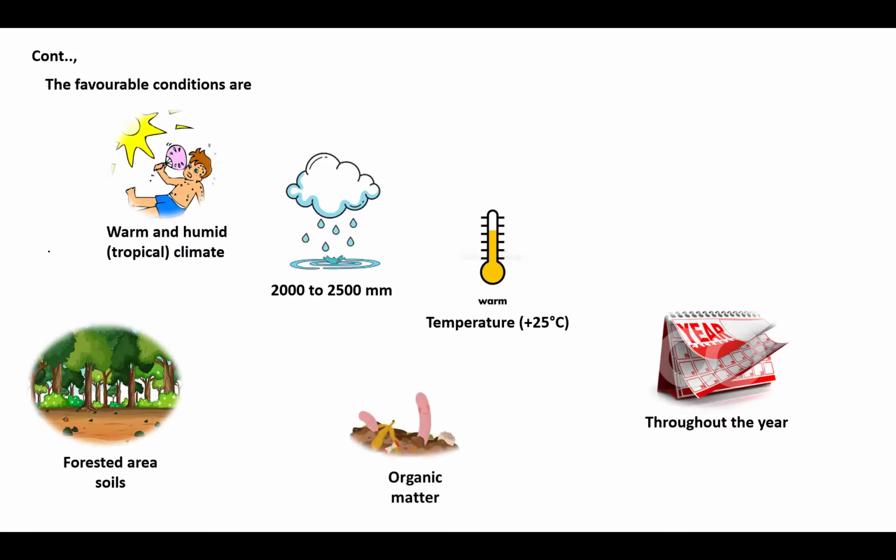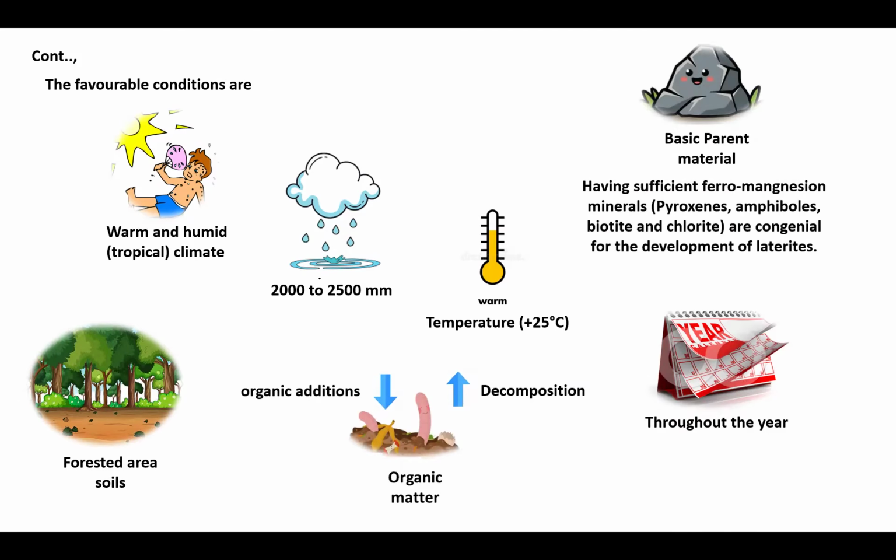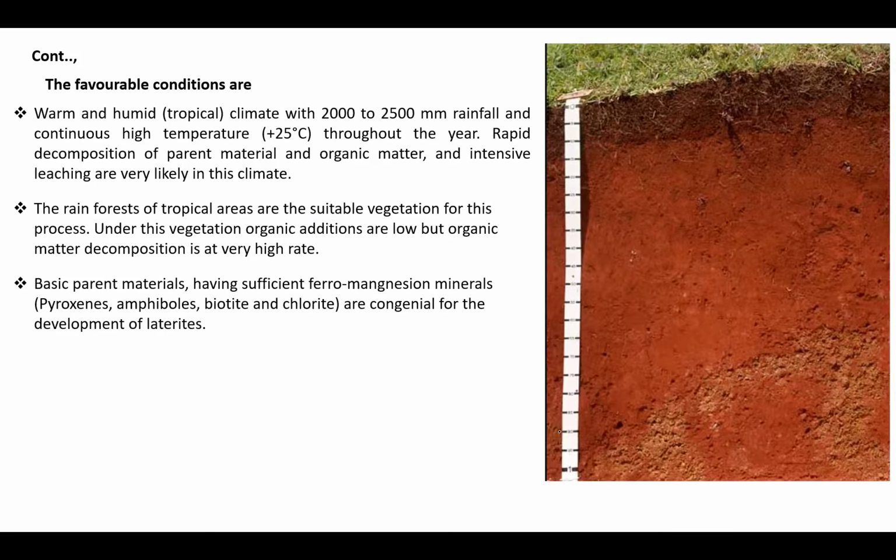Sometimes, due to these tropical climatic conditions, organic additions will be very less, but organic decomposition will be more, followed by the basic parent material. The basic parent material having sufficient ferromagnesian minerals, that is sesquioxide minerals like pyroxenes, amphiboles, biotite and chlorite, is congenial for the development of laterites. So all these combined lead to the formation of laterite soils, and laterization is highly favorable under these conditions. So this is the theoretical notes for the students.